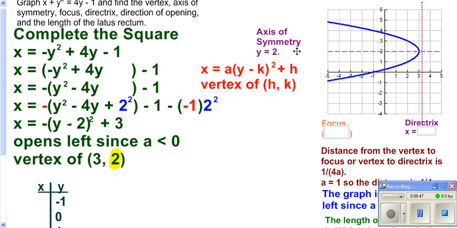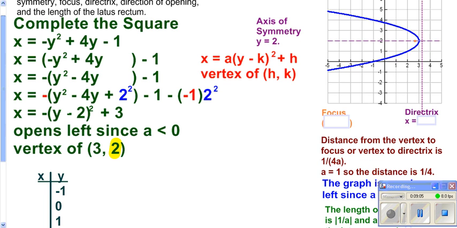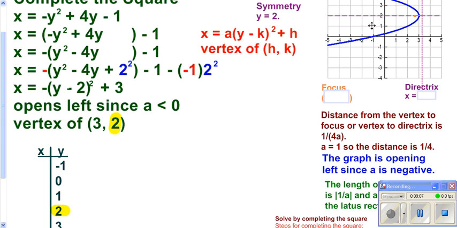Now, your focus is always on the inside part of your parabola where it's curving around. Your directrix is always on the outside part of your parabola. It's always perpendicular to your axis of symmetry, and it never touches or crosses your parabola. Well, we need to go ahead and figure out how far in we need to come or how far out we need to go to get to your focus or your directrix. Remember, that's always that 1 over 4a.